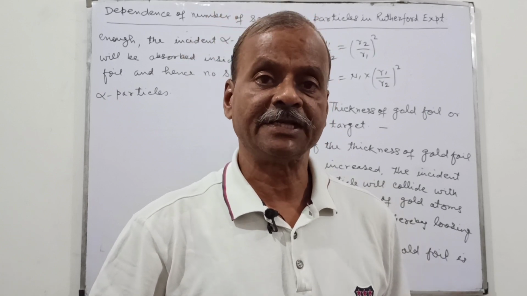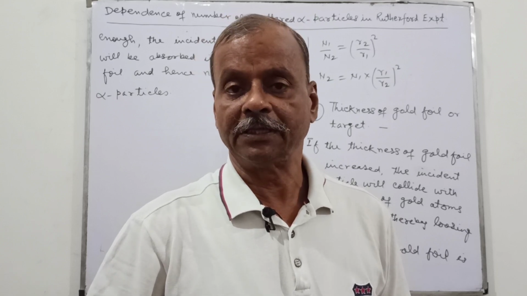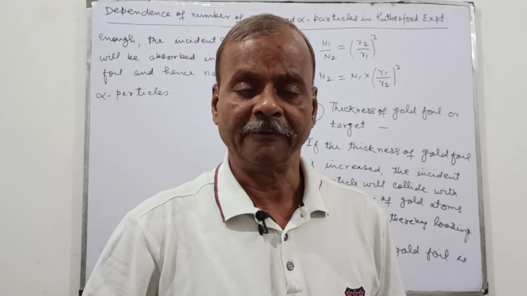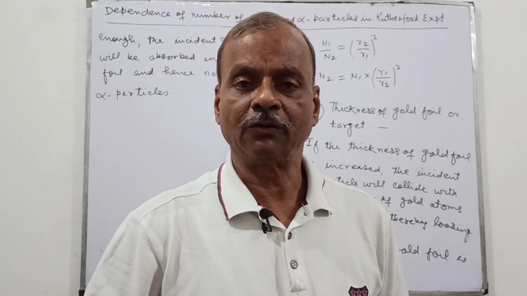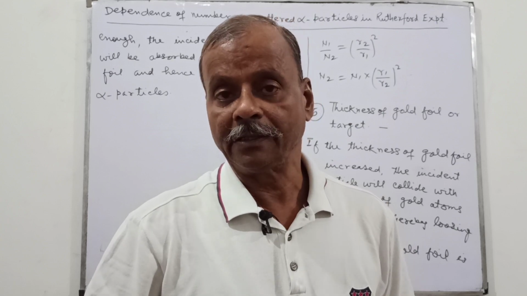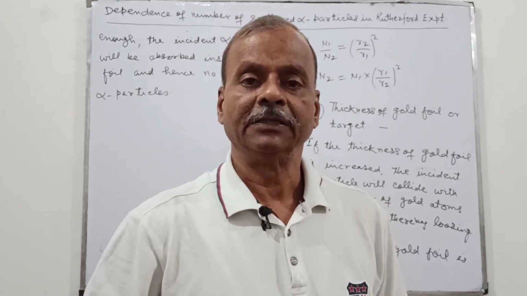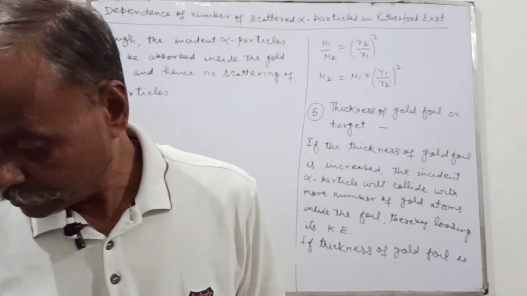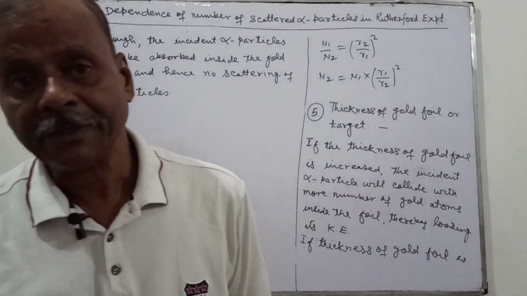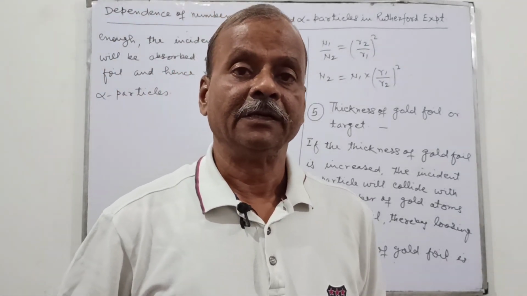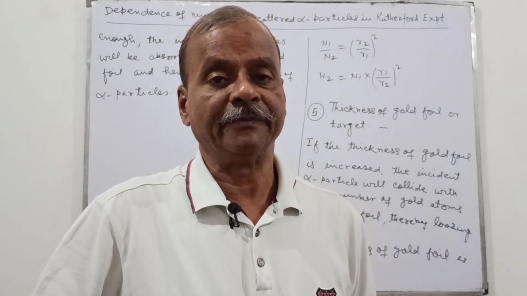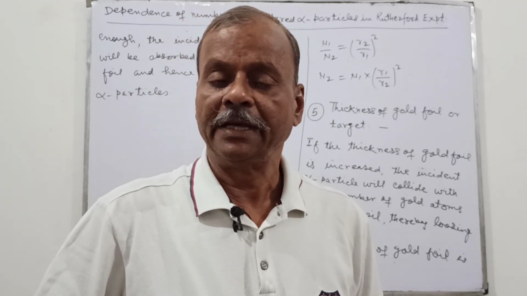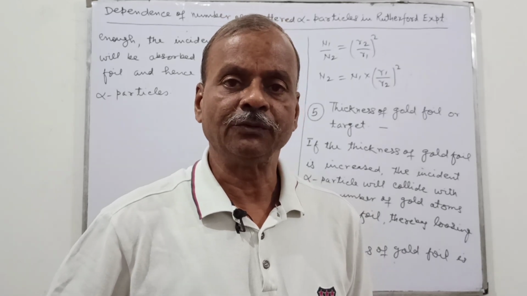Though he conducted his experiment with a number of metals like aluminum, silver, etc., he found that only gold is the more suitable element for the scattering of the alpha particle. So these are the factors that affect the number of scattered alpha particles in Rutherford experiment. Thank you very much.